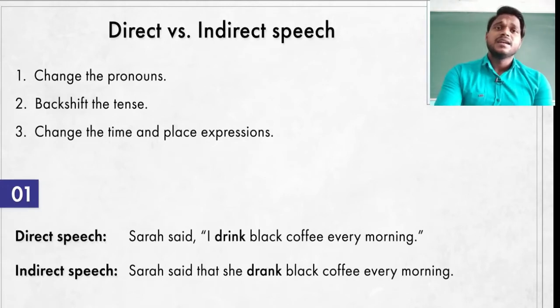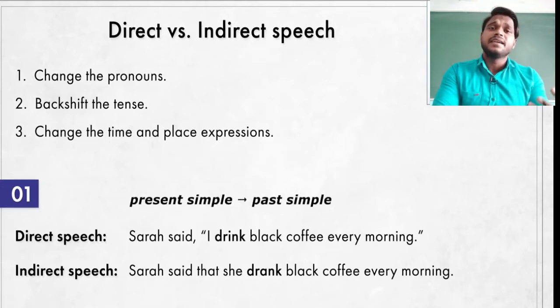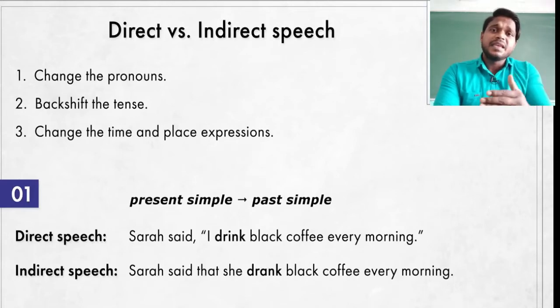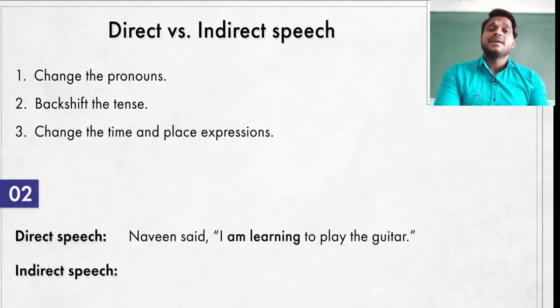Second sentence is Naveen said, I'm learning to play the guitar. He is learning. Now Naveen said that he was learning to play guitar. It's a simple past tense. So I changes to he, and is changes to was. Generally present will go to the simple past.